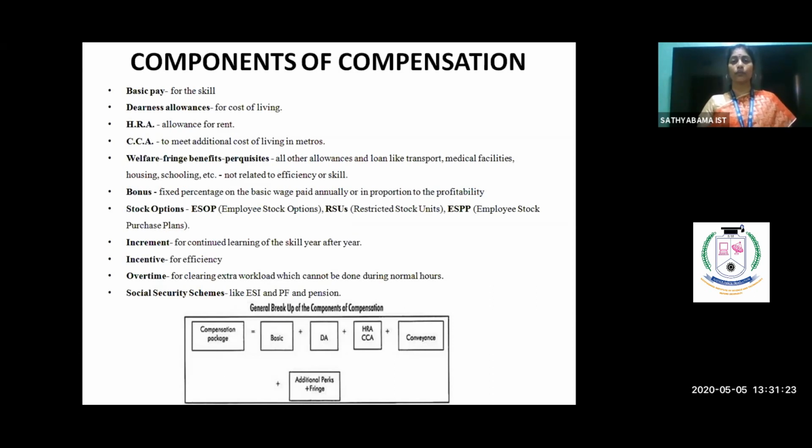Each and every component is given to motivate and encourage the employees, and sometimes to increase their efficiency, to retain talented employees within the organization for a long period, and to increase productivity. So it is to have a long-lasting, smooth, good relationship between the employer and employee that these components of compensation are given to the employees. Now we will go deep into these topics.